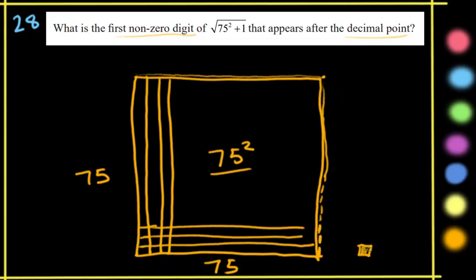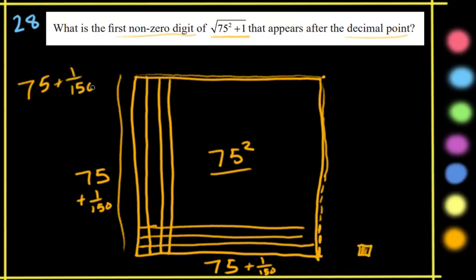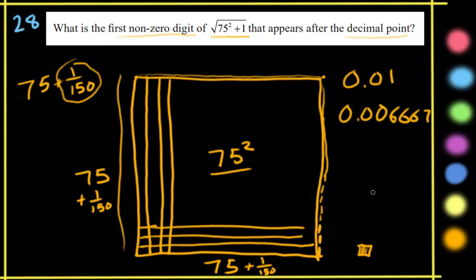We're going to just say that I sliced this one square up into 150 slices and I put them all along here. So now I've got 75 plus 1 over 150 as my new width here, and 75 plus 1 over 150 as my new height here. It's not perfect because of this little dot, but it's very, very close. And so the square root of 75 squared plus 1 is going to be very, very close to 75 plus 1 over 150. So we just need to figure out what this 1 over 150 looks like as a decimal. If it was 1 over 100, it would just look like 0.01, but it's 2/3 of that, right? So it's going to be 0.006667 or something like that. And all we need to know is the first non-zero digit after the decimal, which is a 6.